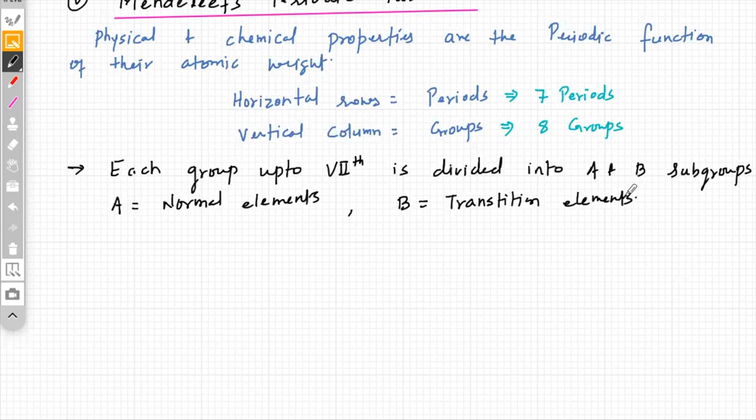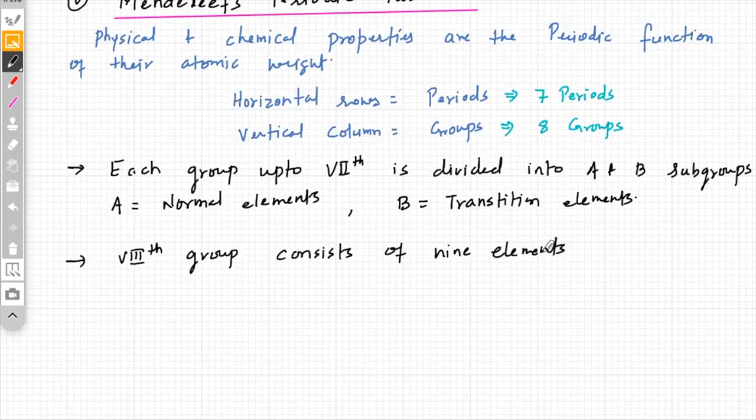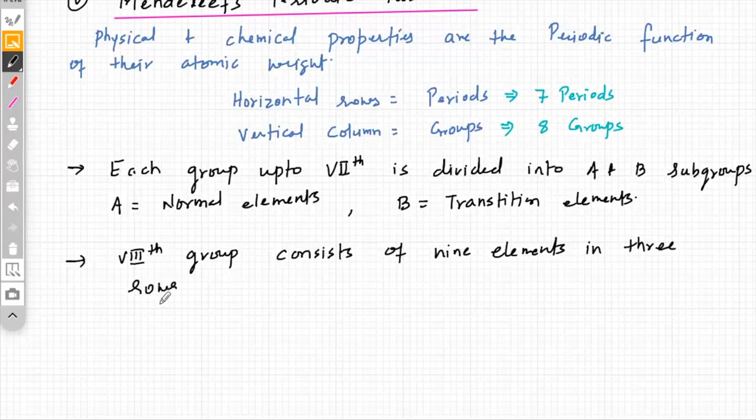Write down the 8th group. The 8th group consists of 9 elements in 3 rows, and this we call the transition metal group.